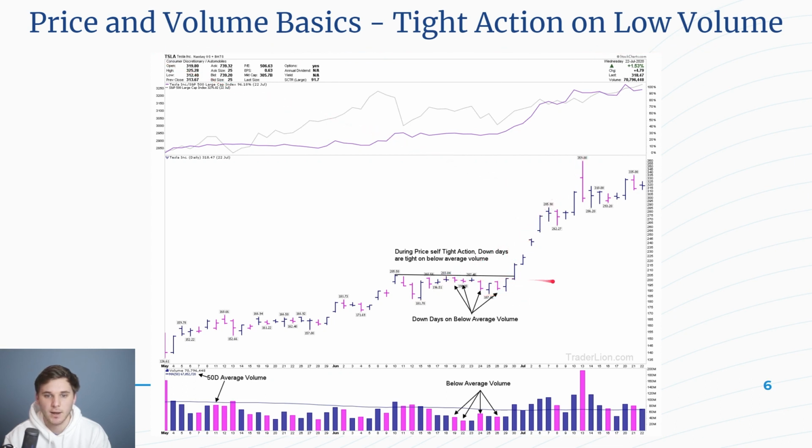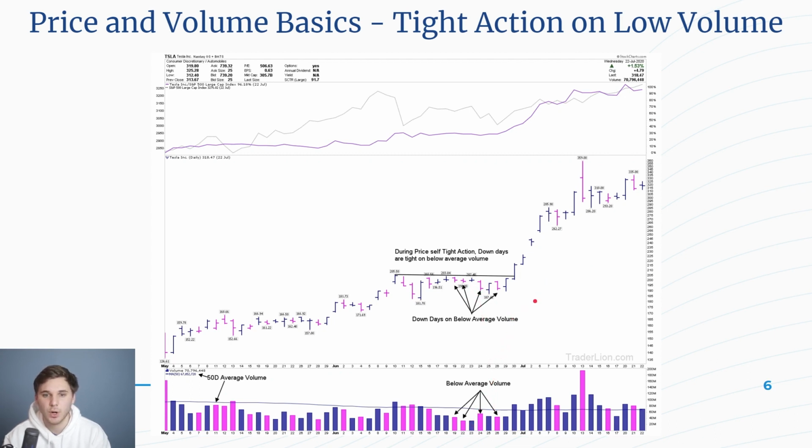And similarly here, we've got an example of tight action on low volume, Tesla before a strong breakout last year. And once again, institutions are accumulating stock. There's a subtle sign of accumulation. And even the down days are on very below average volume, so there's no real sellers out there. So even though there's a pretty poor closing range, it's below average volume, so it's not too significant.